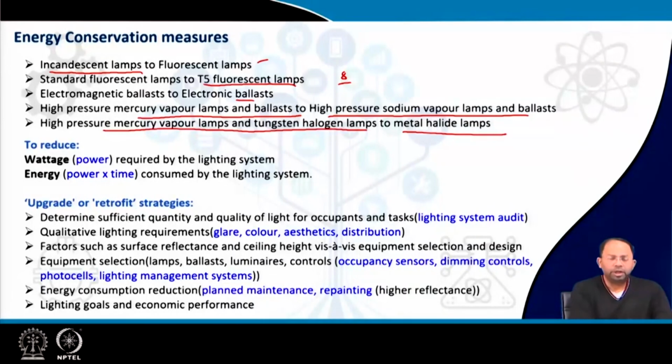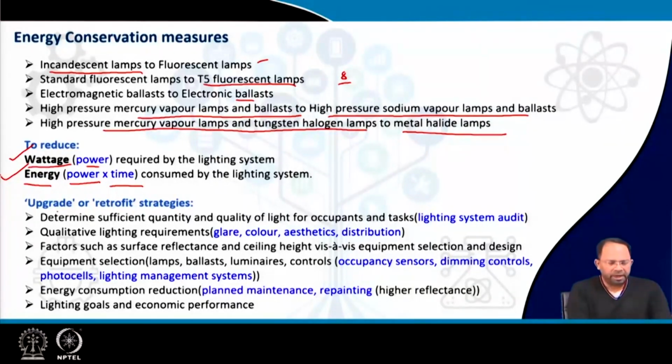Now our goal is to reduce two things. One is to reduce the overall wattage, that is the power consumption. And the other is to reduce the overall energy. Energy is power multiplied by time. So we reduce both wattage as well as energy for a system. Then only we can achieve better efficiency.